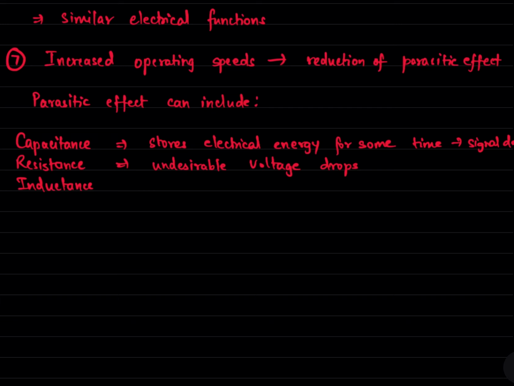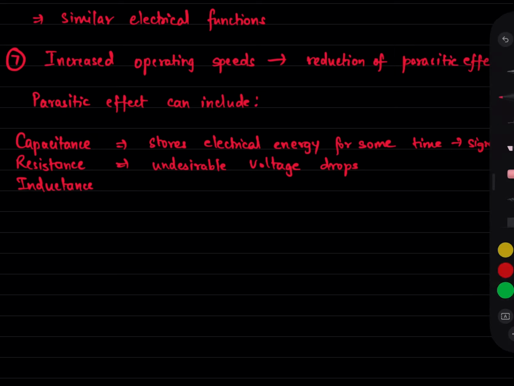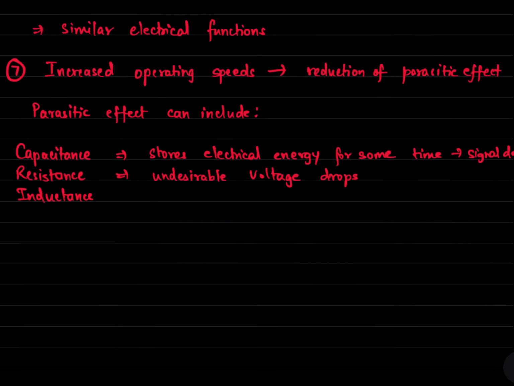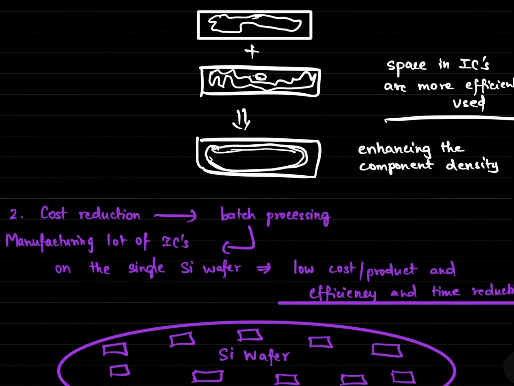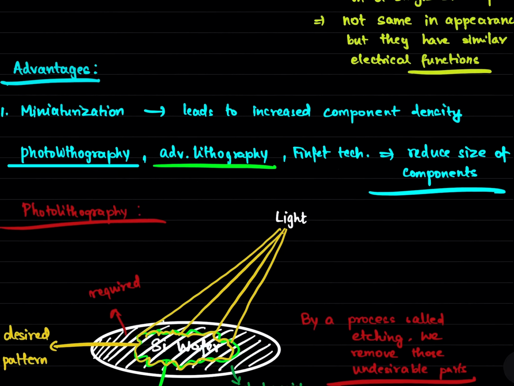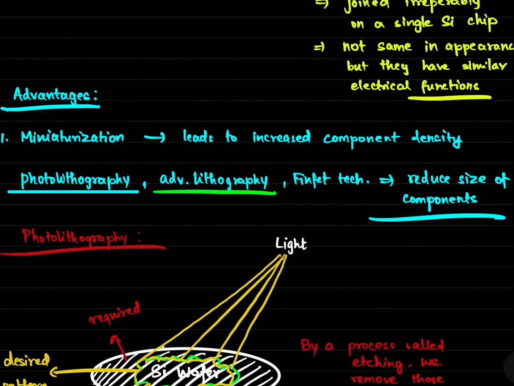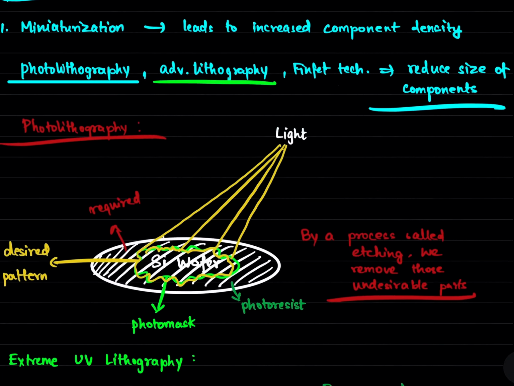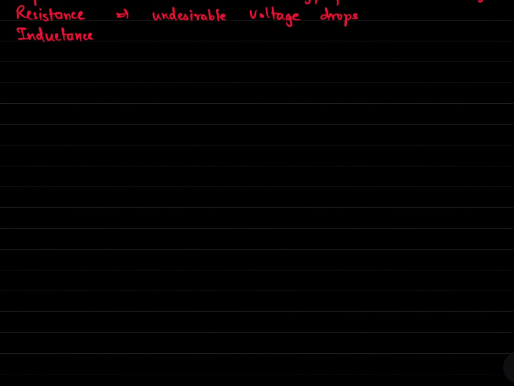So these are some of the parasitic effects which we see in ICs. So these are the advantages of integrated circuits over normal discrete components which we see in our daily life. Now we will look at the classification of integrated circuits.